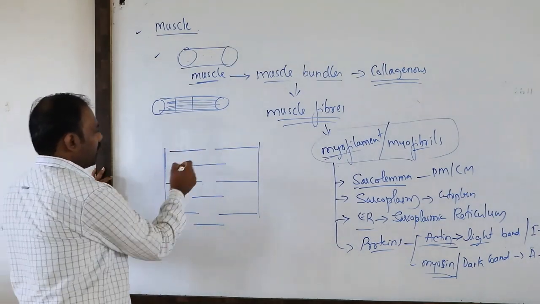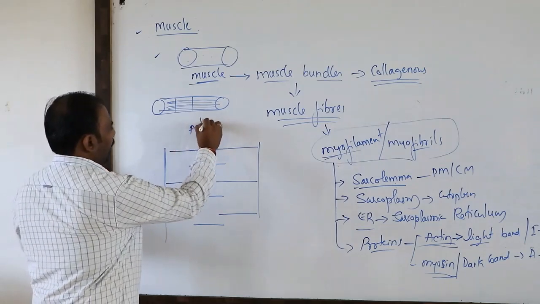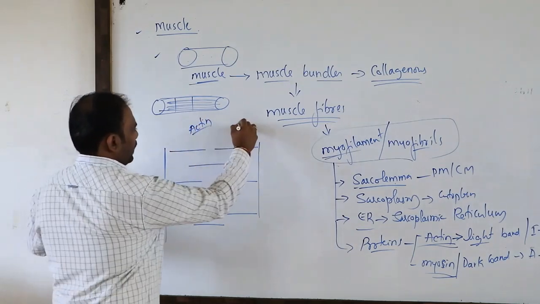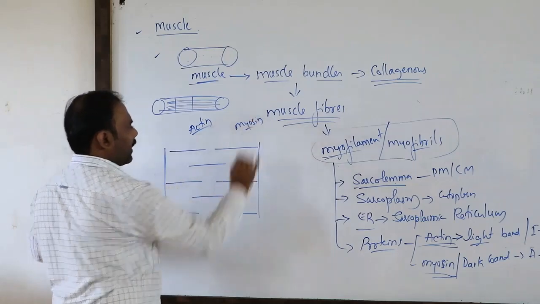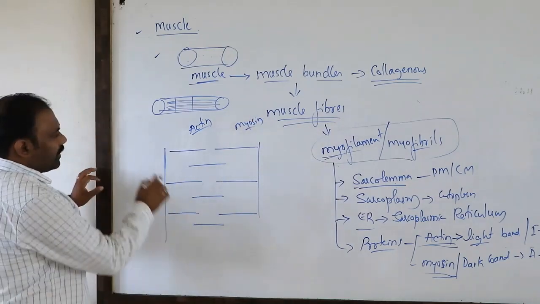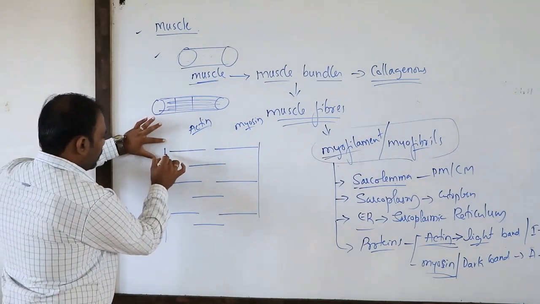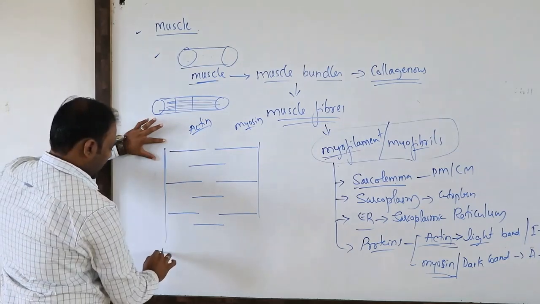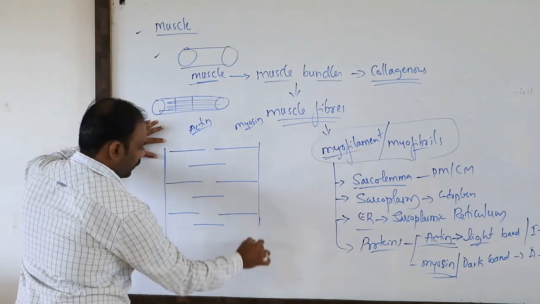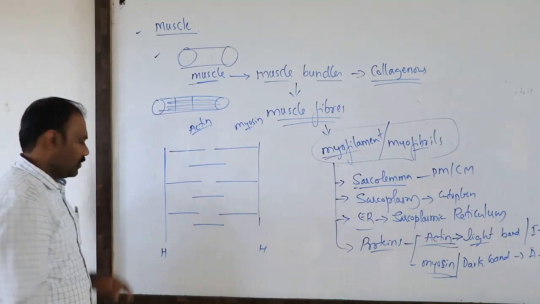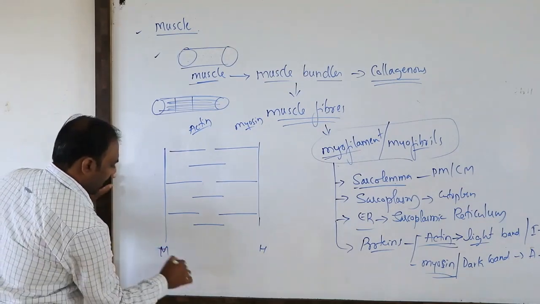Here we will be having actin and myosin. They are made up of actin and myosin. See, here the actin filaments come very near to this H zone. This is considered the H and M zone. Remember, this is nothing but the M line, no doubt.